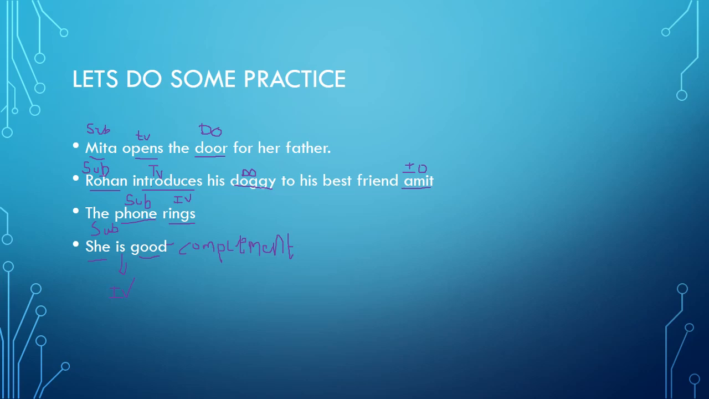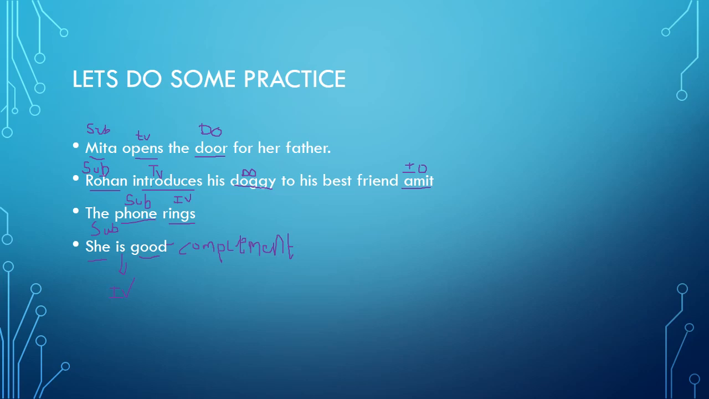So directly or indirectly, the whole thing is depending on Amit. So Amit will be the indirect object because the indirect object Amit is preceding the direct object. It tells us who the verb indirectly affects. So that's why Amit is the indirect object.